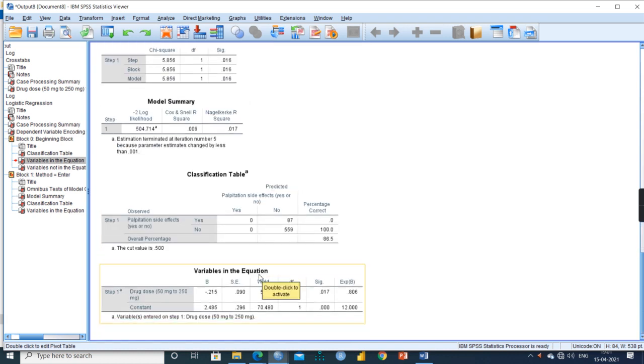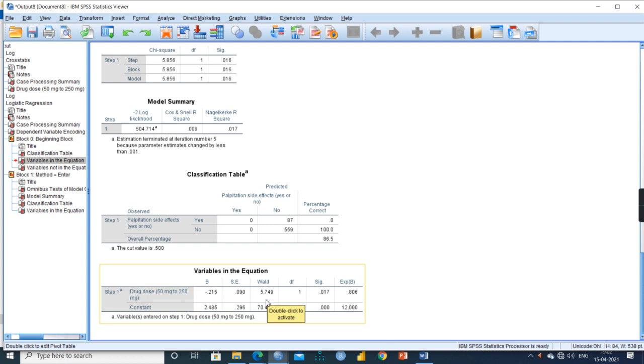We proceed with the basic functions: the log likelihood, and the Cox & Snell and Nagelkerke tests seem to be significant. So we are proceeding to the final table for interpretation. Here, in the variables in the equation, the Wald test seems to be significant. From this we can understand that this is the final table for interpretation, where this is the odds ratio, the exponential of beta. Beta seems to be significant as the Wald test seems to be significant.